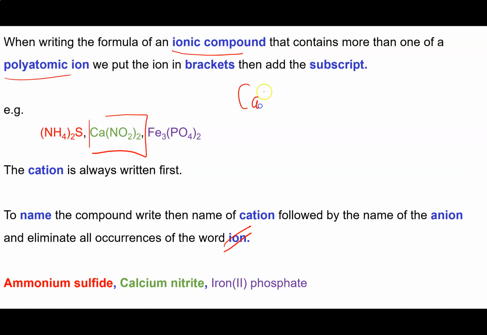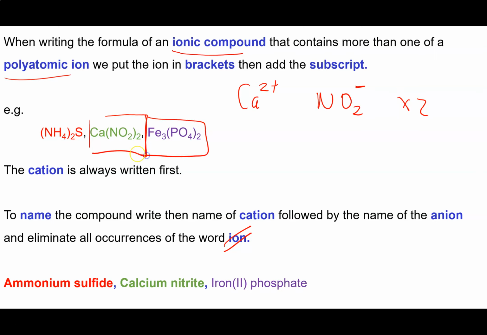Calcium is 2+ because it's in group 2A, and then nitrite, we know it must have a different charge from calcium because these guys are not combining 1-to-1. Whenever we see ions not combining 1-to-1, we know they have a different charge from each other. As there are 2 of the nitrites, I know that nitrite must have a -1.